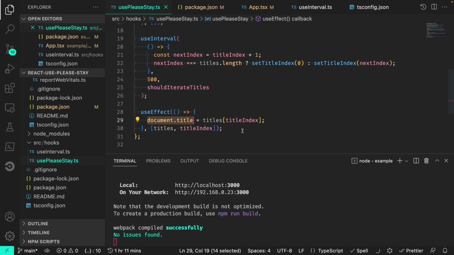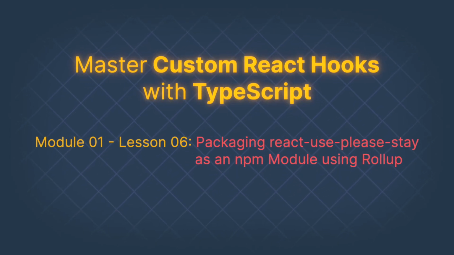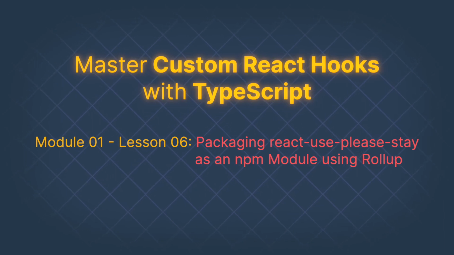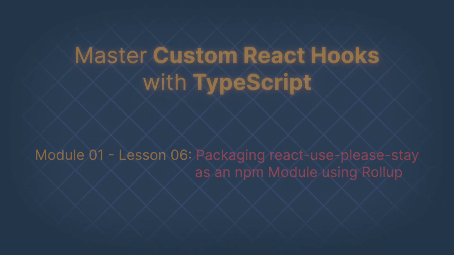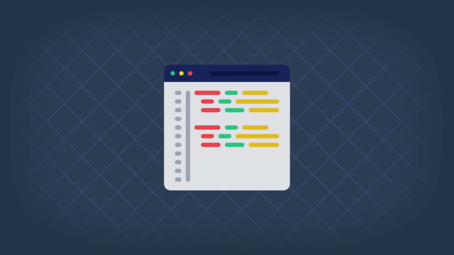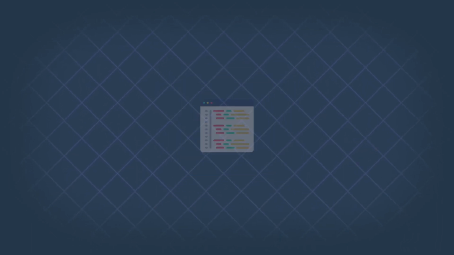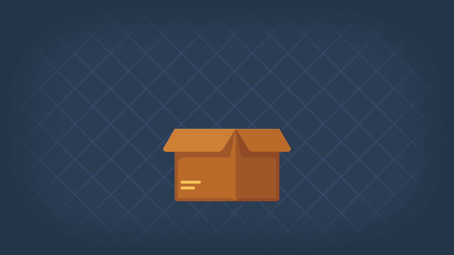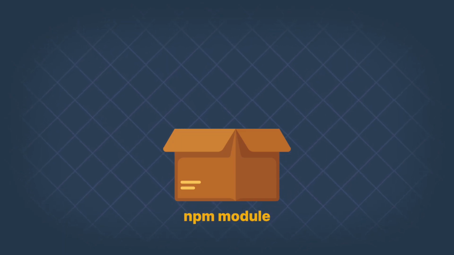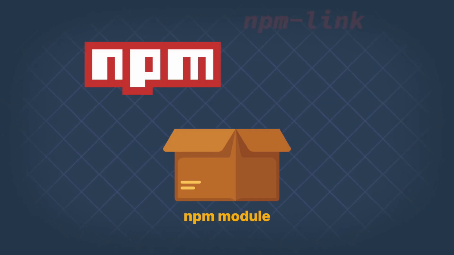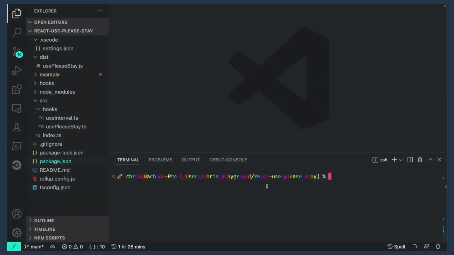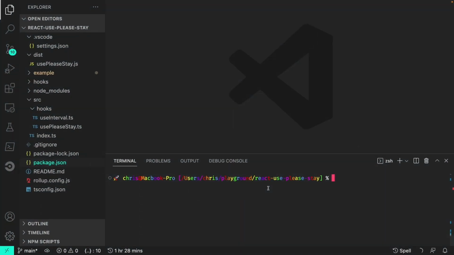In the next lesson, we'll learn how to package our hook as an NPM module using rollup. The size of our code base is already expanding, and we can imagine how cumbersome it will be to continually modify and run our copy hook script in our example project. Let's package our code as an NPM module so we can use it directly in our example app via NPM link. We will now install 3 packages as dev dependencies.